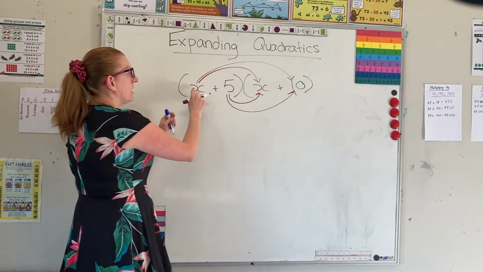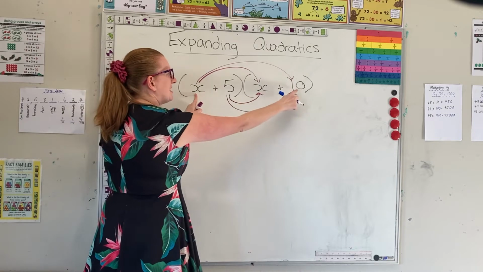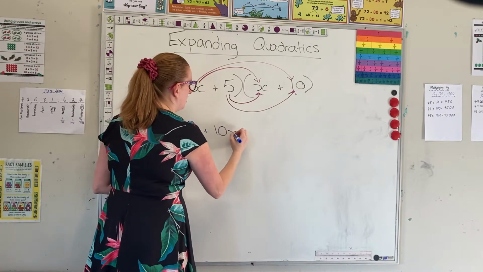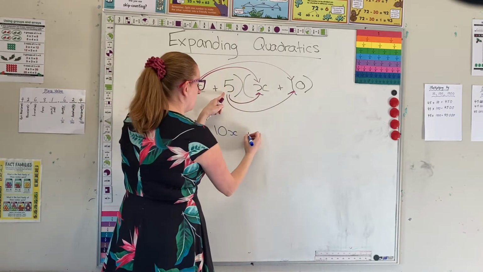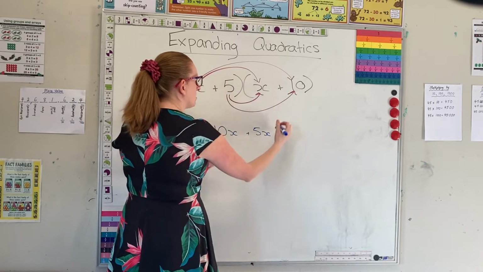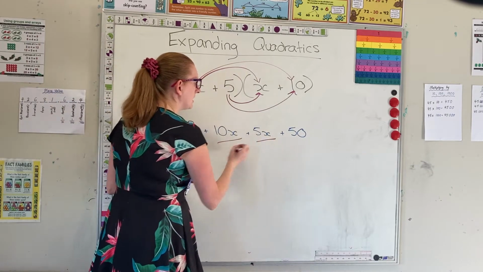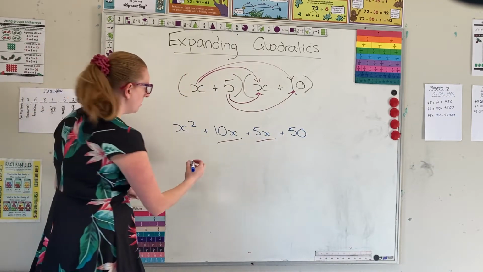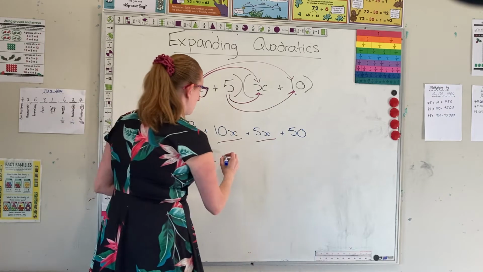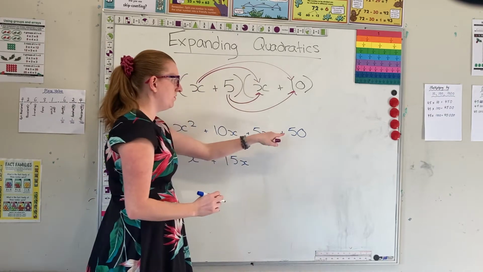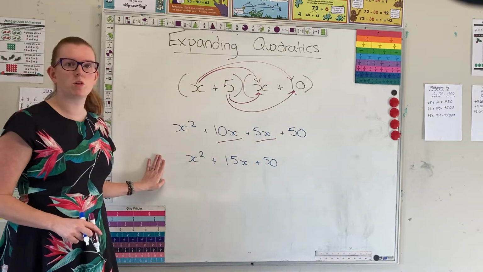Alright, so now let's do the x times x first. So x times x gives me x squared. Now, x times 10 gives me 10x. Okay, now my x is done. So let's move over to the 5. So 5 times x gives me 5x. Then 5 times 10 gives me 50. Now I've got some like terms here that I can add together. Can't do anything with my x squared, so it just has to stay as x squared. 10x plus 5x gives me 15x. 50, can't do anything with that, it has to stay as 50. There we go. We've expanded our brackets to form a quadratic.